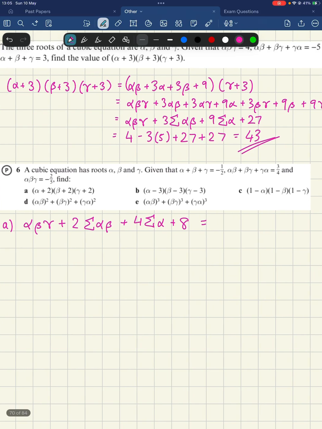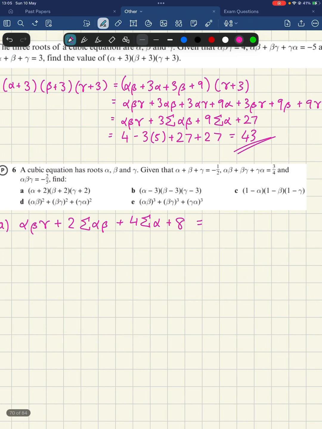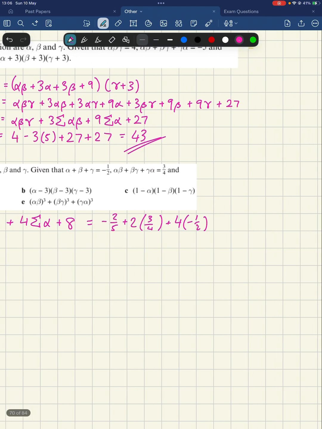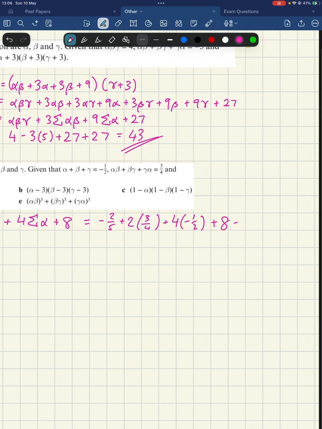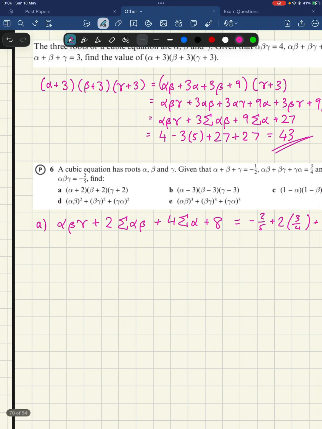Well, this is going to be alpha beta gamma, which we are told is -2/5, plus 2 lots of the sum of the doubles, which we are told is 3/4, plus 4 lots of -1/2, and then plus 8, which on our calculator gives us 71/10. Okay, so that's part A.